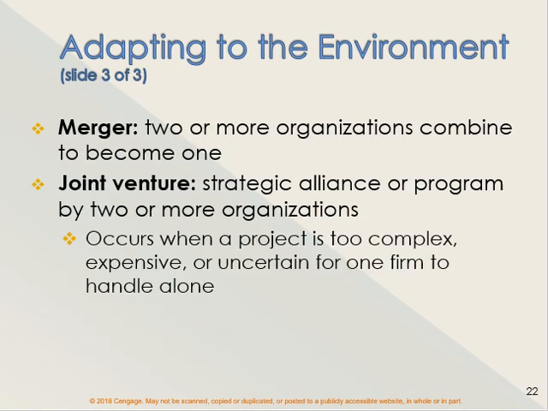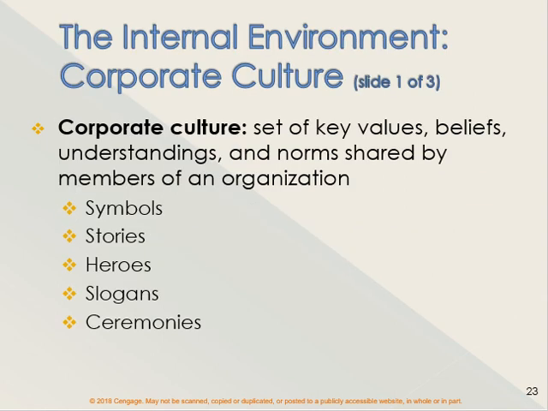You may also relate to the idea of merging two or more organizations combined to become one, or you may adapt to the environment through a joint venture. That is one of the strategic alliances or programs between two or more organizations. It occurs when a project is too complex, expensive, or uncertain for one firm to handle alone, so you may propose that other companies or organizations join you to adapt to the environment. So that is among the examples of the external environment.